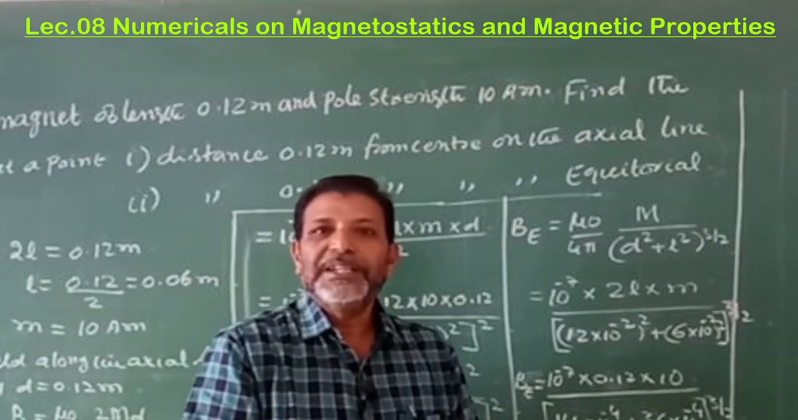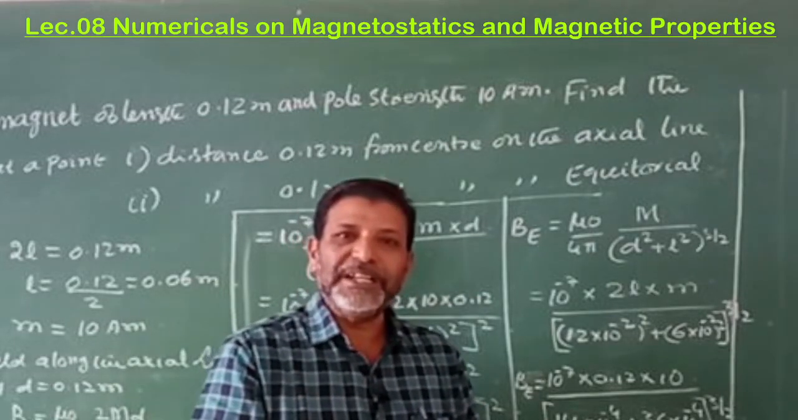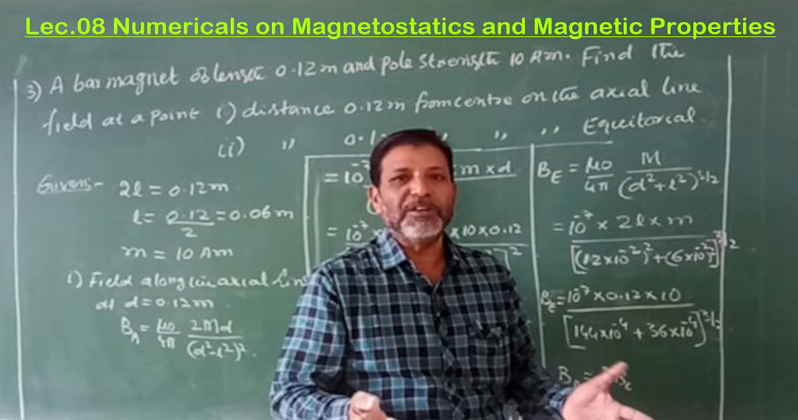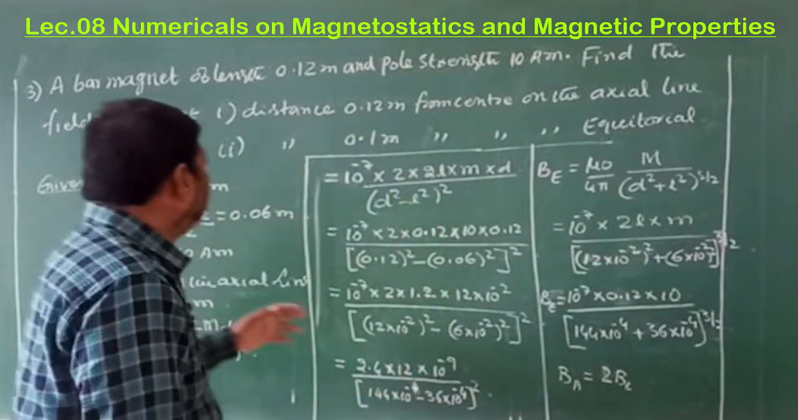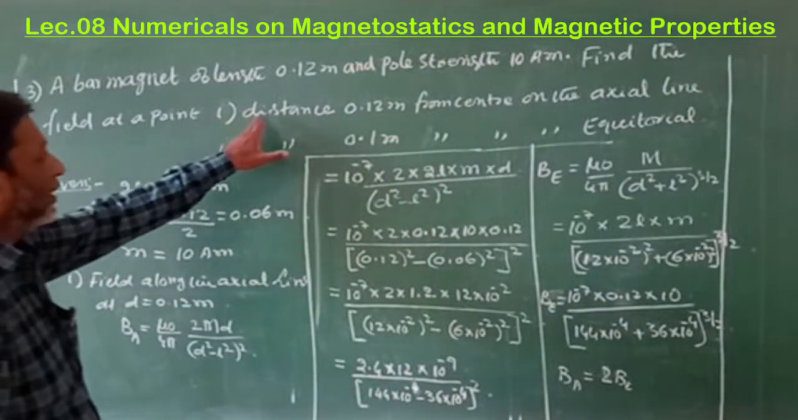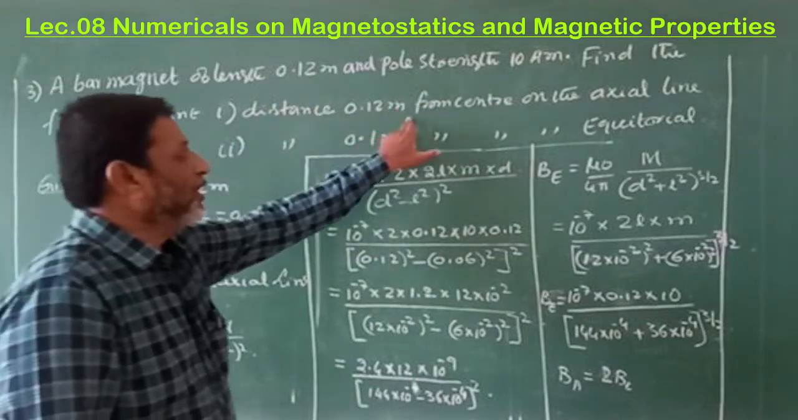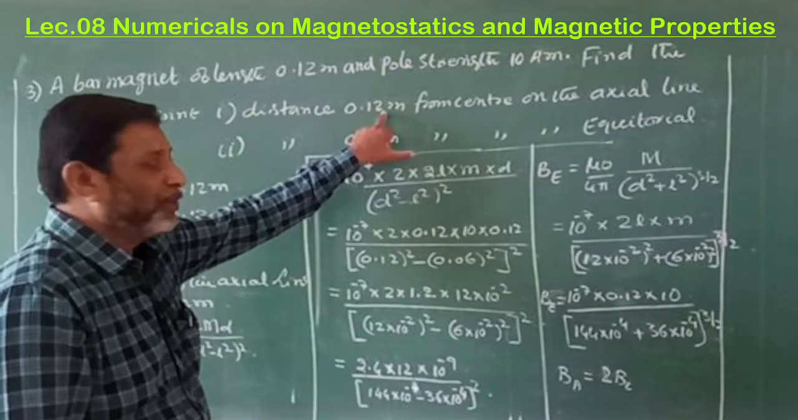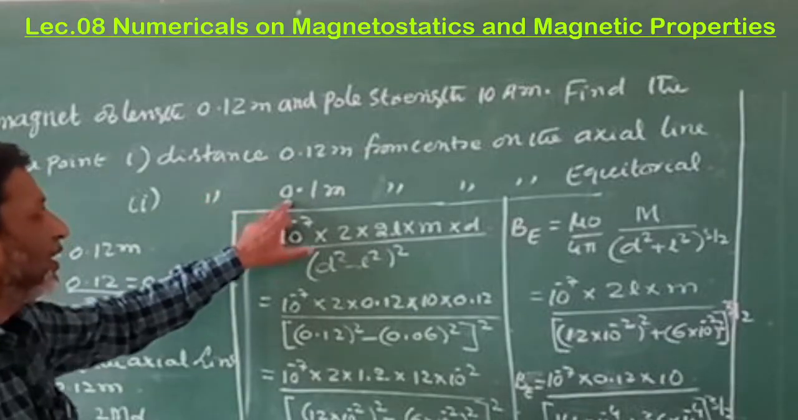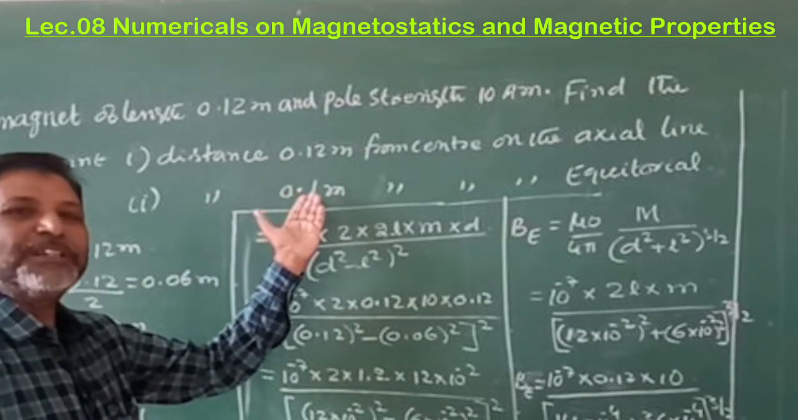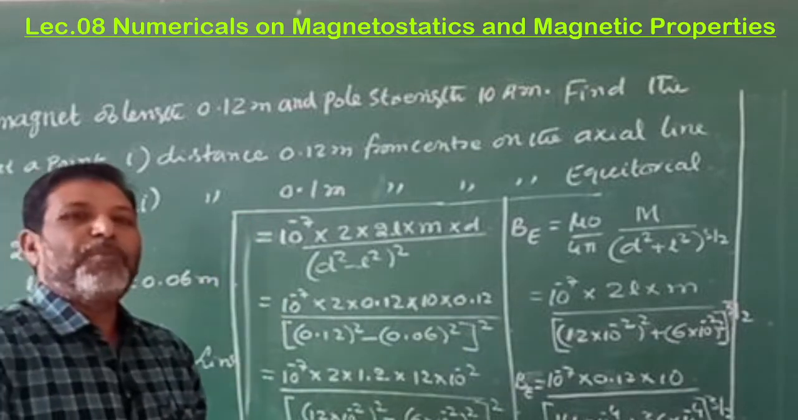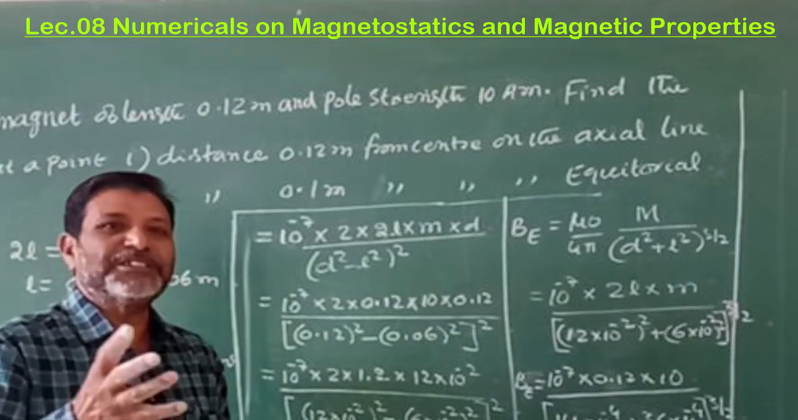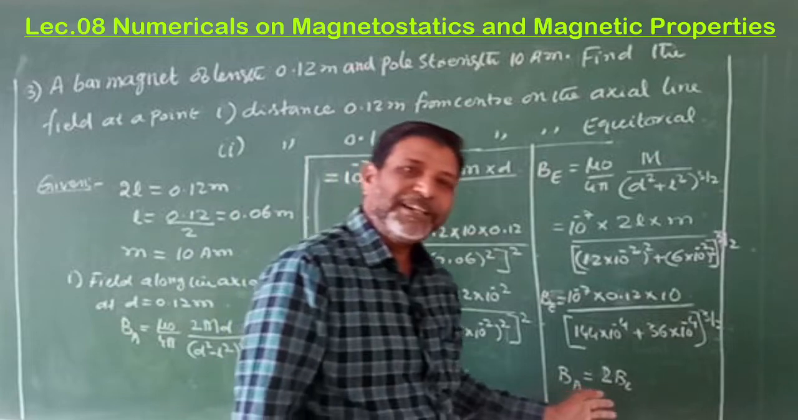But in this case, the distance of the point on the axial line and the equatorial line is not the same, it is different. Here you are at a distance of 0.12 meters from the center along the axial line. The distance d value is 0.12, whereas on the equatorial line its value is not 0.12, but 0.1. Therefore, the points are at different distances, so you cannot use this relation.